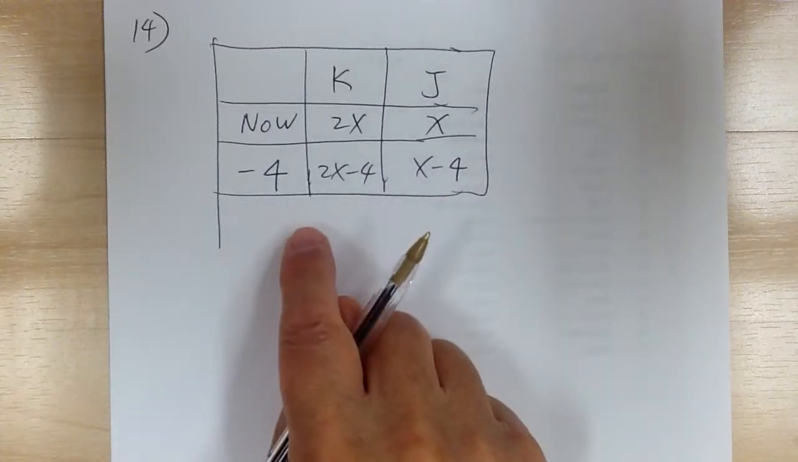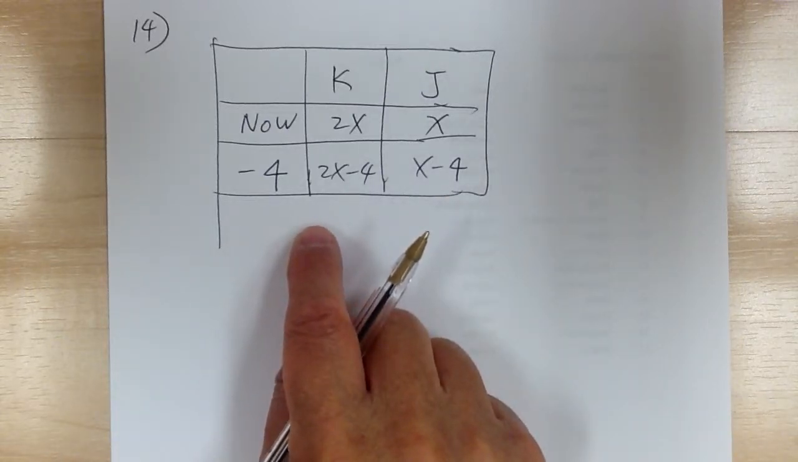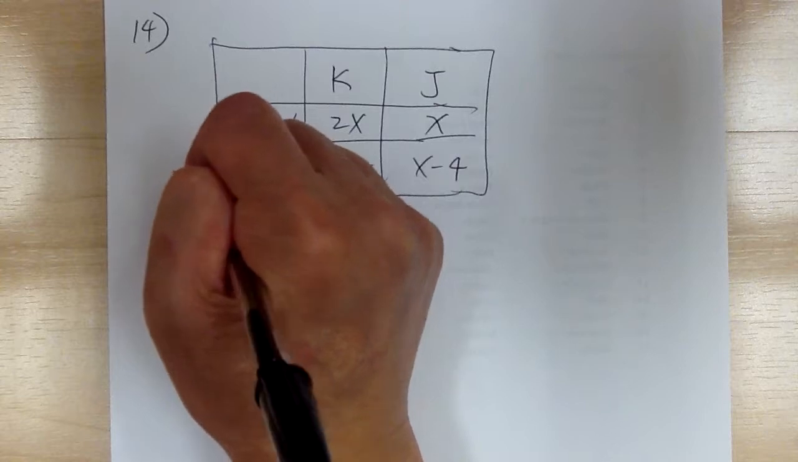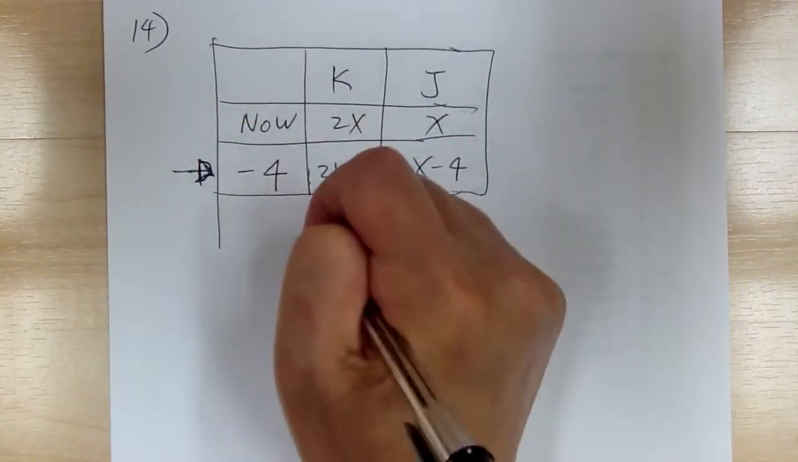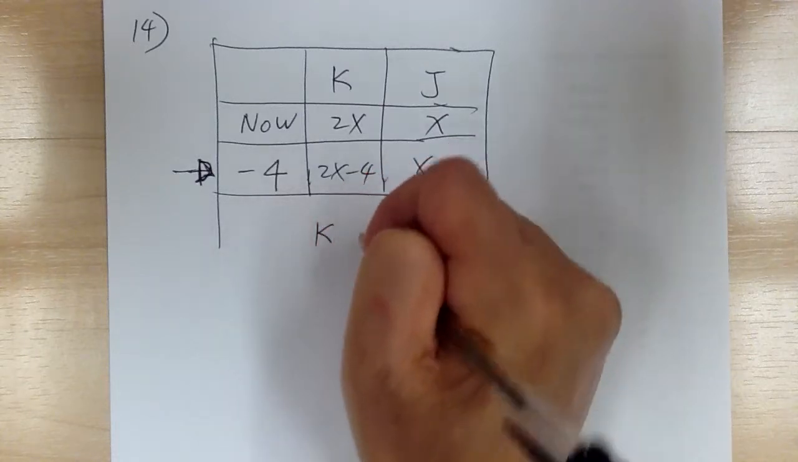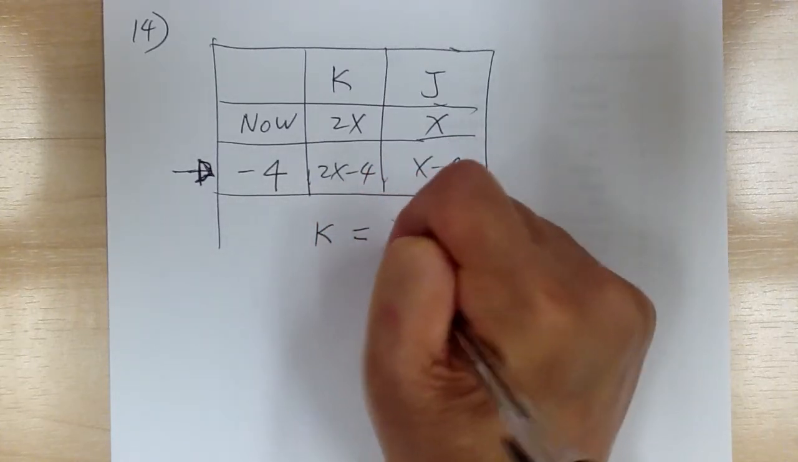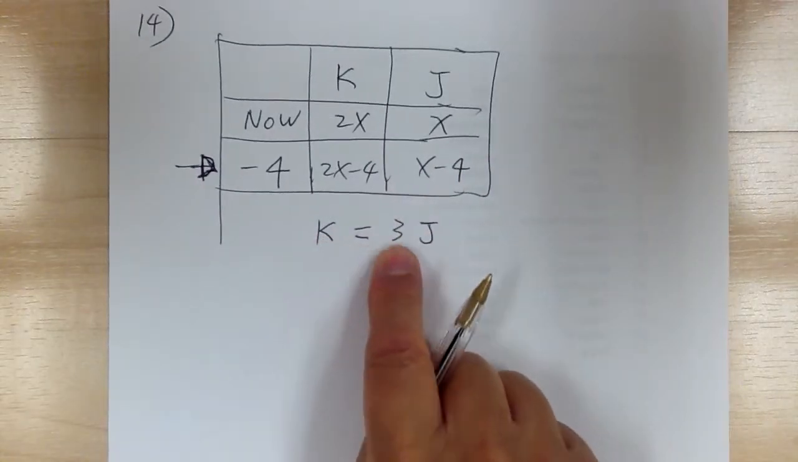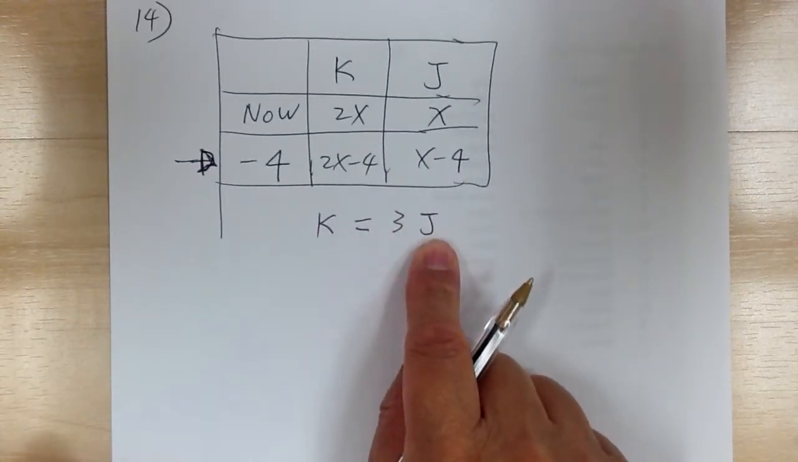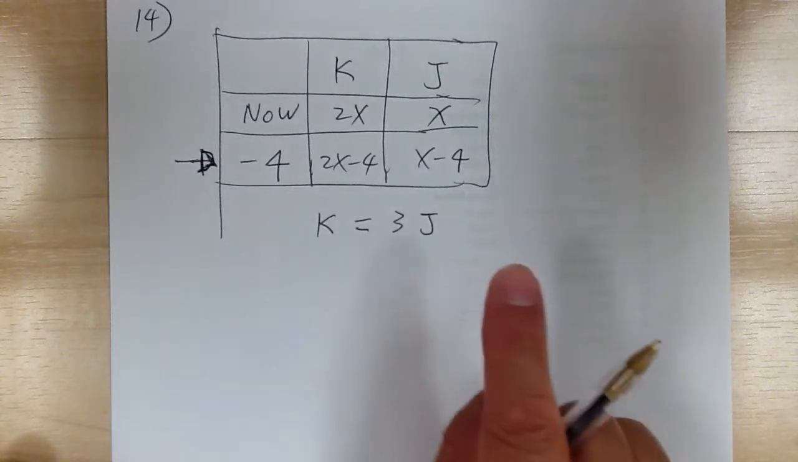So now you're ready to do the translation. It says 4 years ago, which means you have to use this to substitute. Okay, 4 years ago, Kelly, so that's K, Kelly was equal to 3 times as old as Judy. Right, so Kelly was 3 times as old as Judy. So that's how you translate. Again, write down exactly what it says.